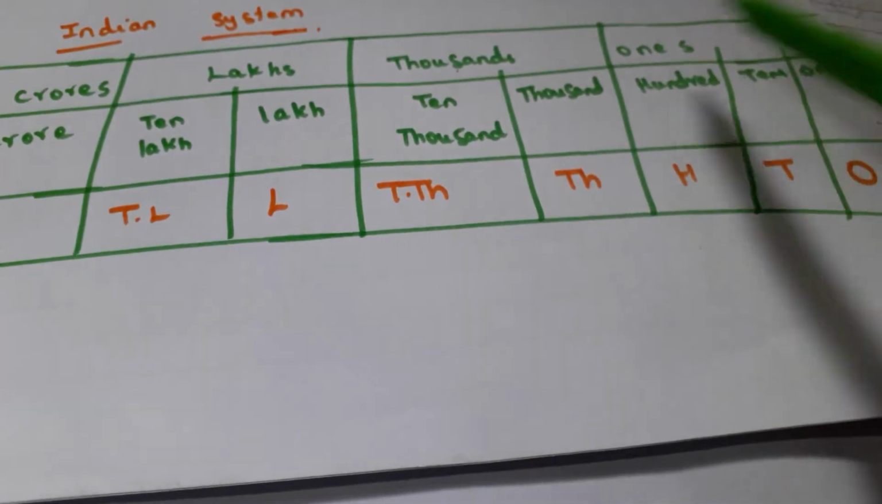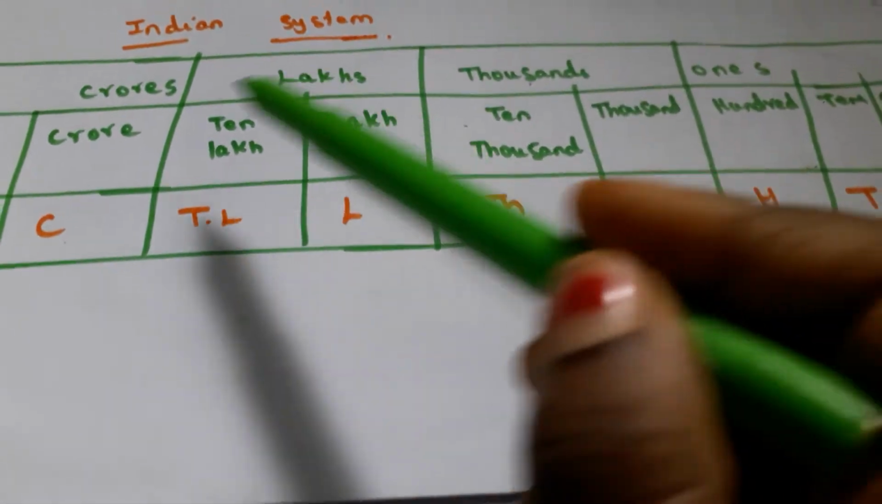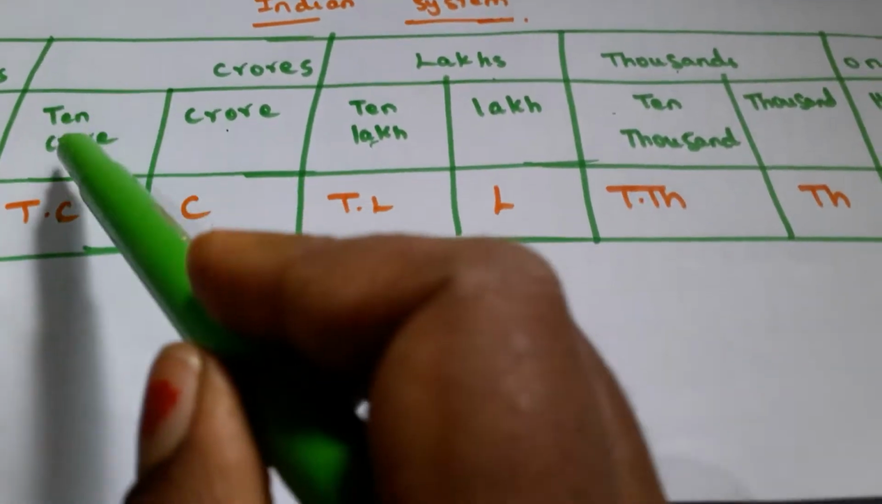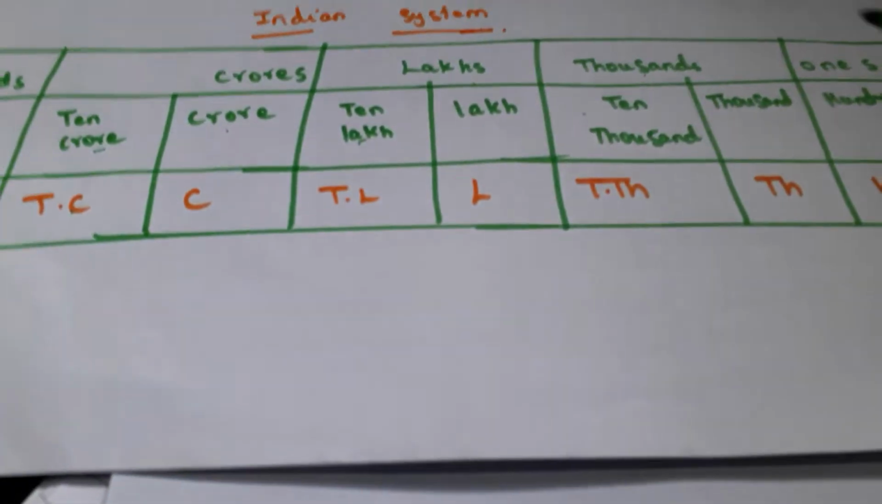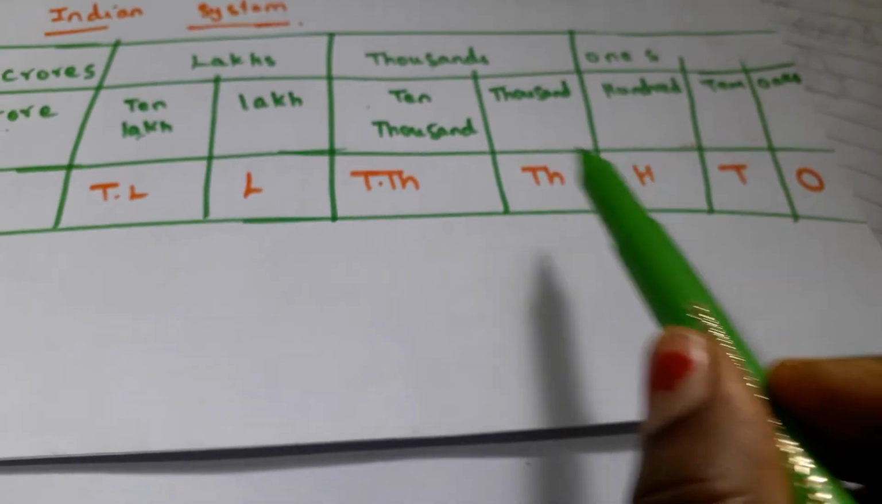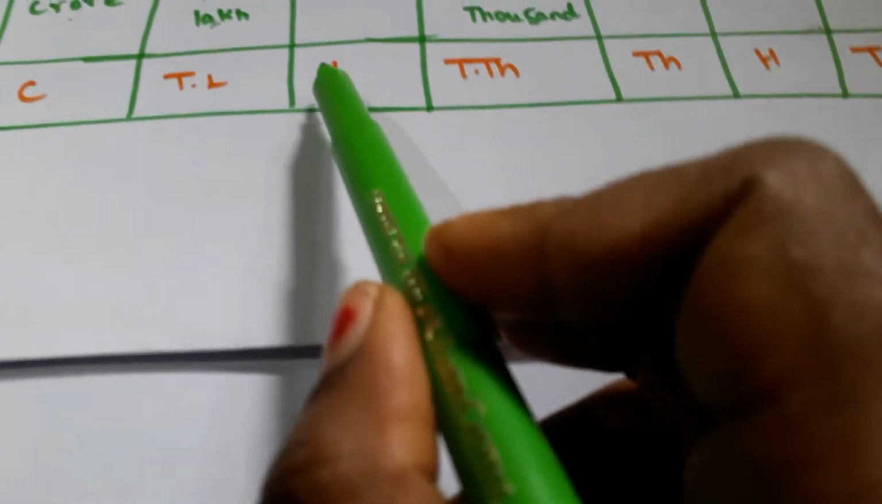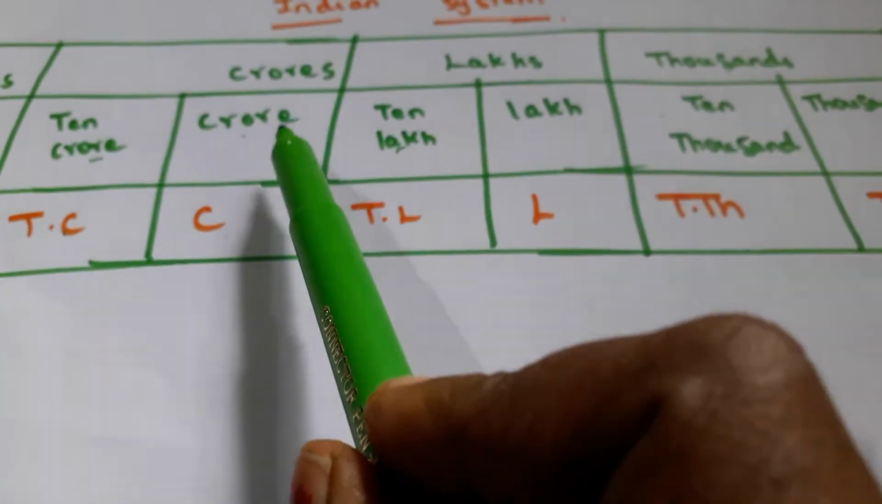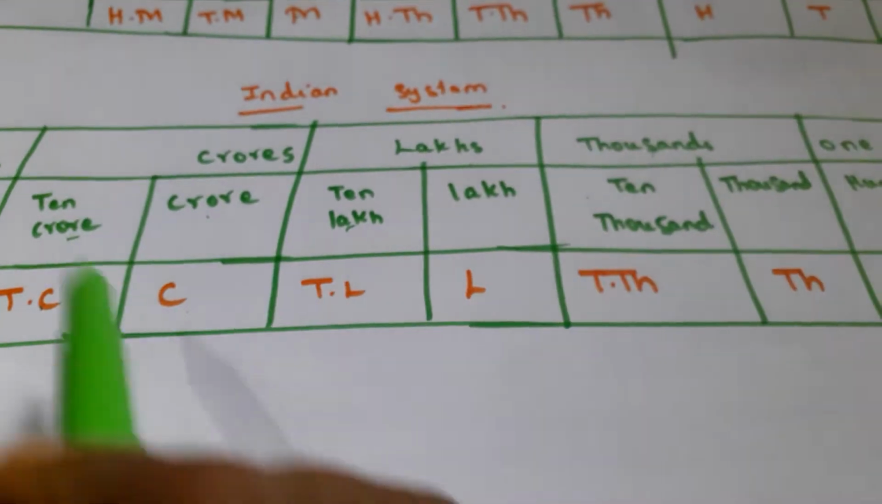Ones, tens, hundred belong to the ones period. Thousand, 10,000 belong to the thousands period. Lakh and 10 lakh belong to the lakhs period. Crore and 10 crore belong to the crore period. So how am I going to represent this? Ones, tens, hundred, thousand, 10,000, lakh, 10 lakh, crore, 10 crore. TC means 10 crore, C means crore. So this is about the Indian system.